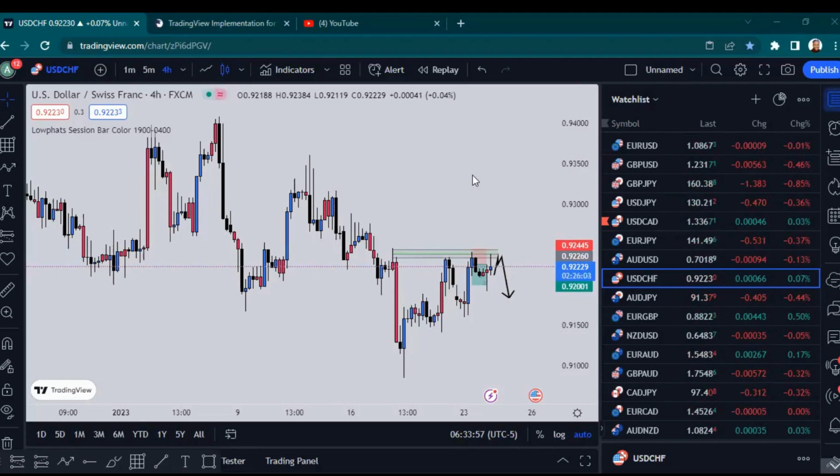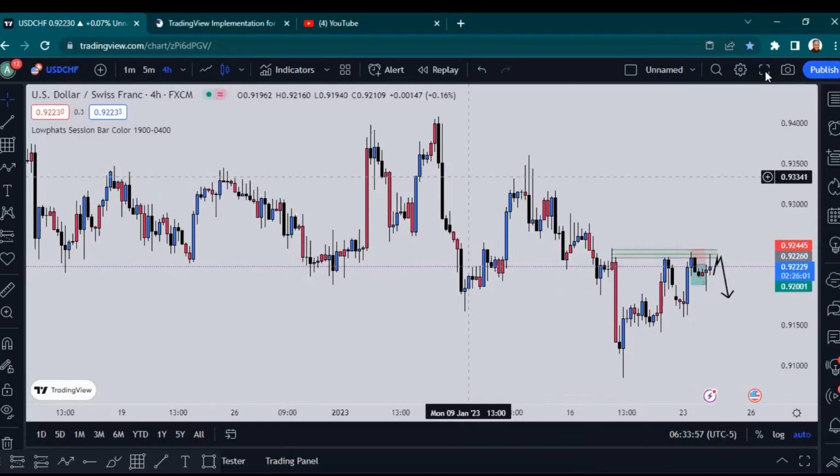I'm keeping it extremely simple. I'm not going to talk too much. I just want us to jump right in. Let me show you how I draw levels in the market.